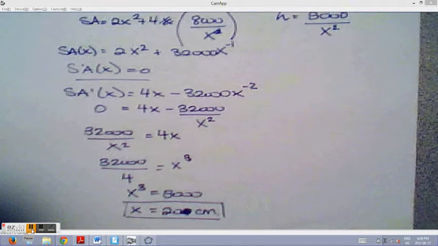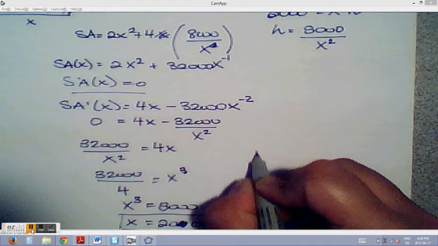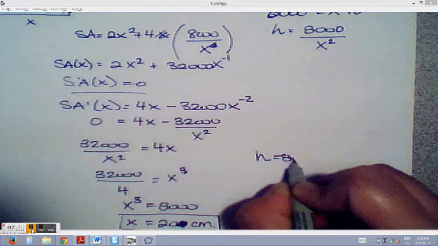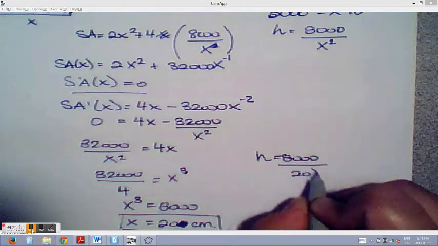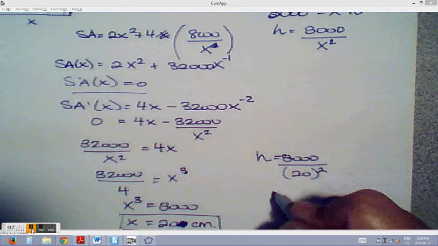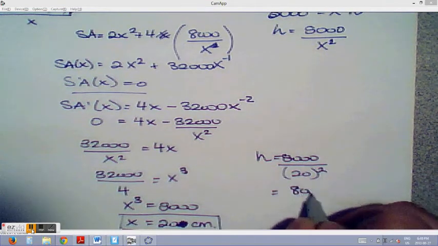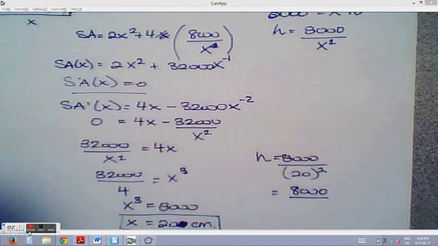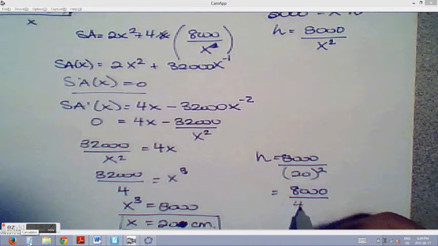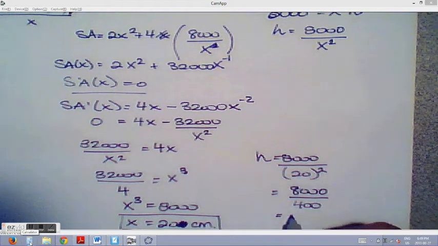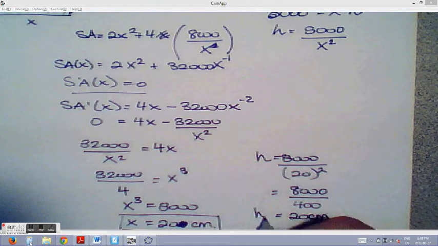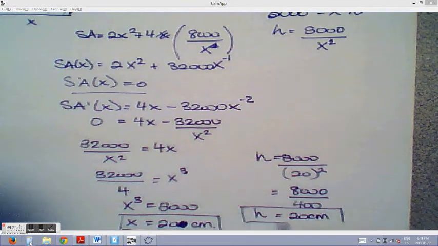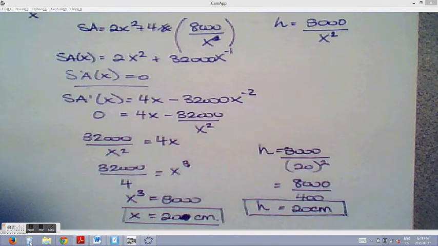Let's find the height. Plug it right back into here. So then the height is equal to 8,000 over 20 squared, 8,000 divided by 400, is equal to 20 centimeters. So, surprise, surprise, we have a cube. Yes, the optimal shape, as long as there's no restriction, is always going to be a cube, or a square.